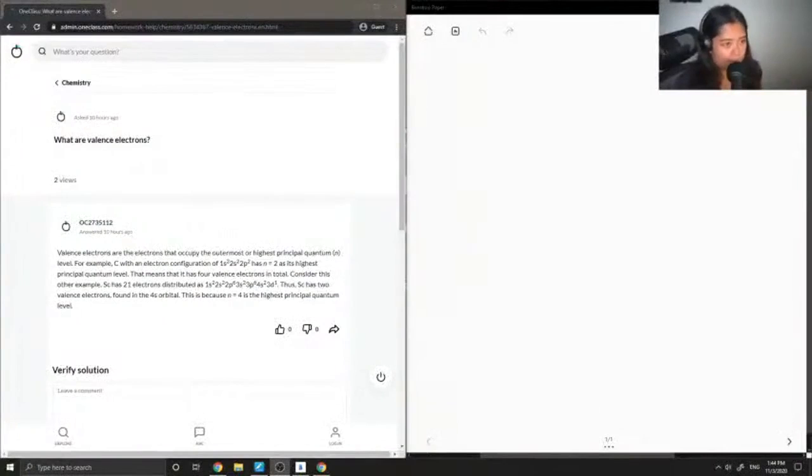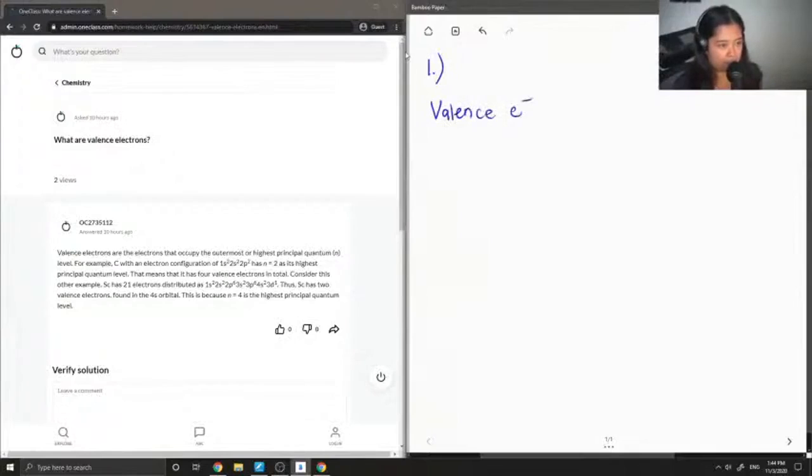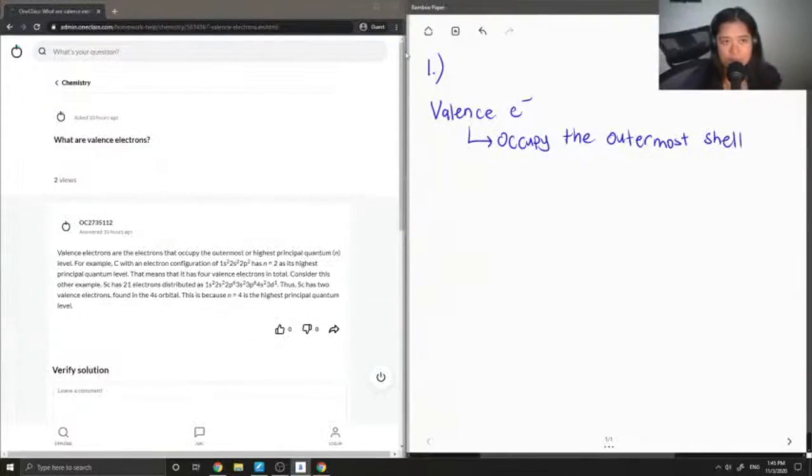Question number 1 asks, what are valence electrons? So this is an example of a high school chemistry question. Basically, valence electrons are the electrons that occupy the outermost shell. They're the electrons that would be taken first in a chemical reaction.